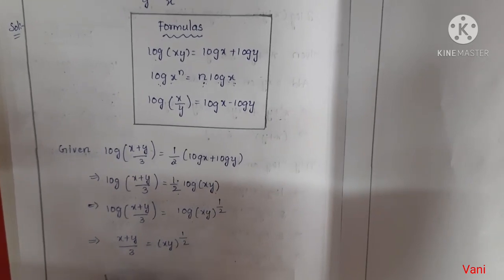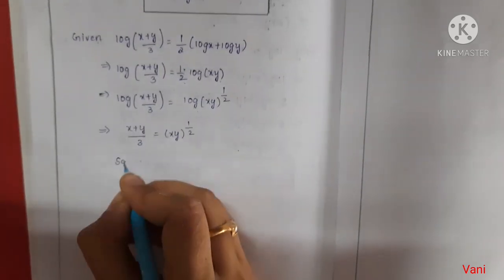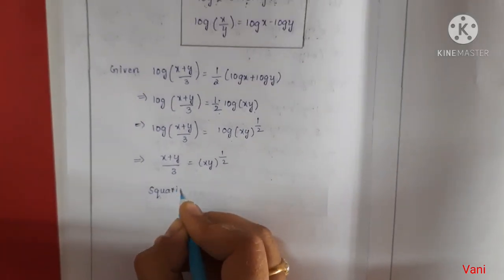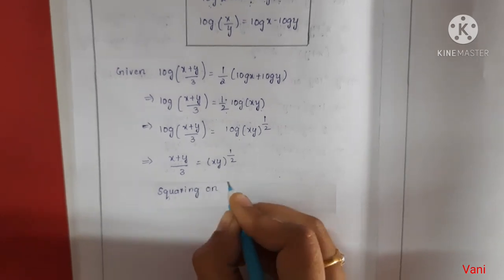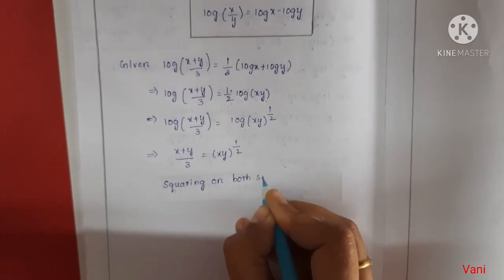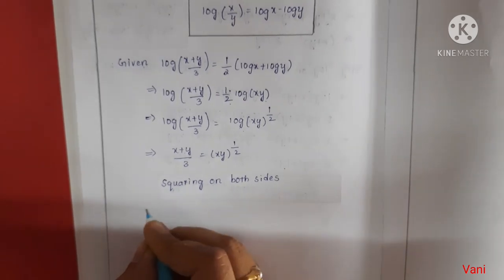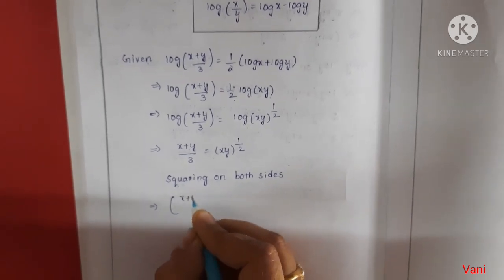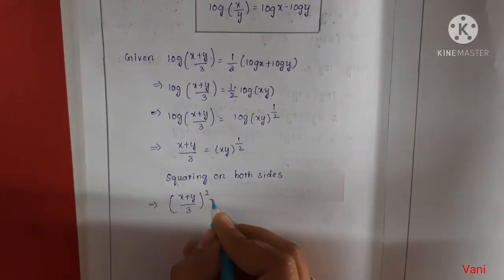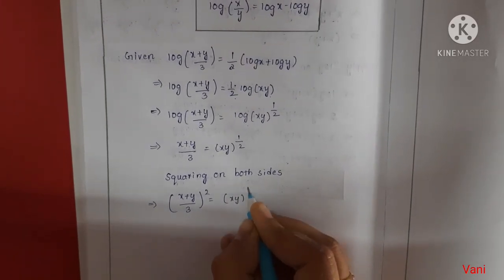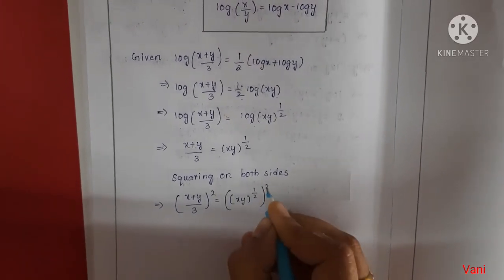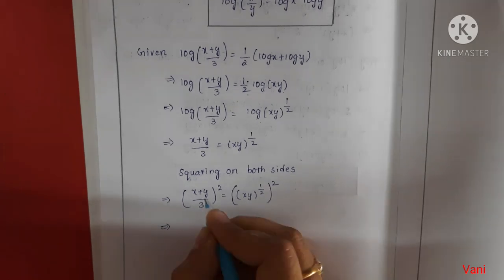Now apply squaring on both sides. So do squaring on both sides. So it will become ((x plus y) by 3) whole square is equal to ((xy) whole power 1 by 2) whole square. Now separate the square.